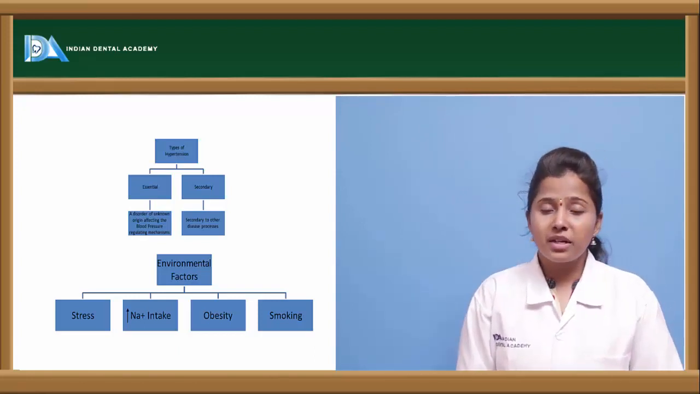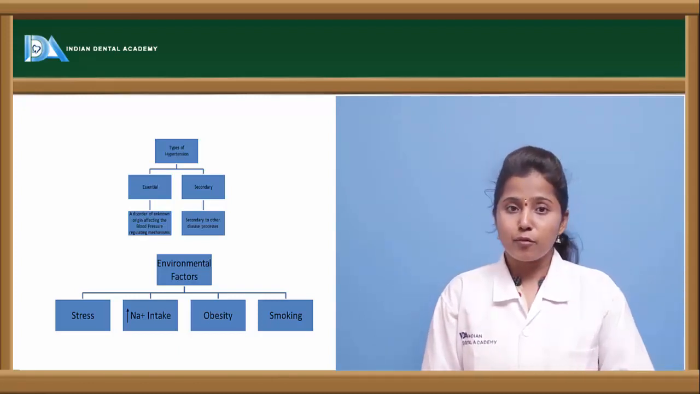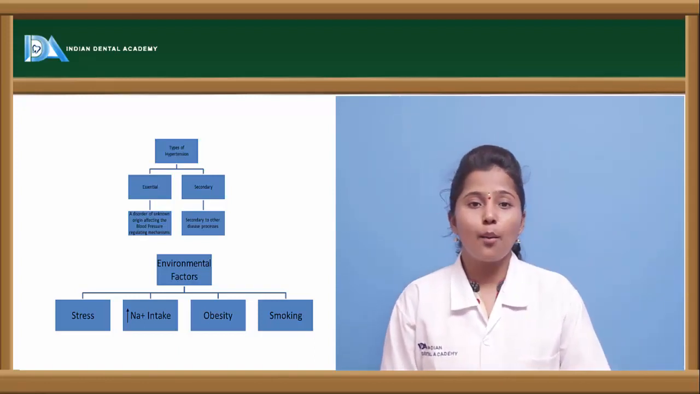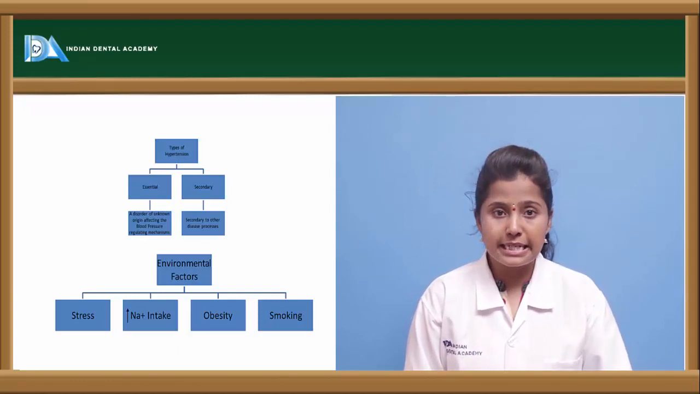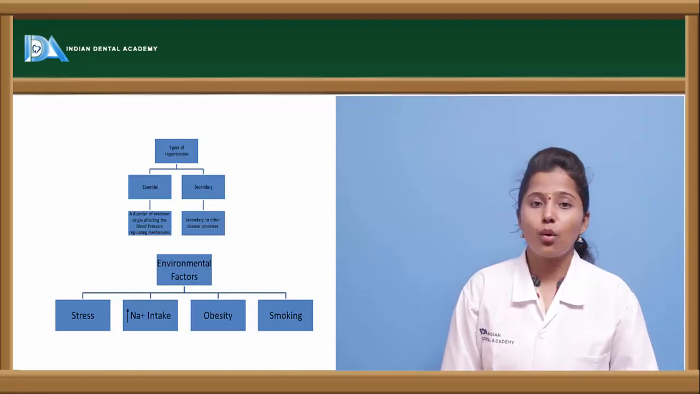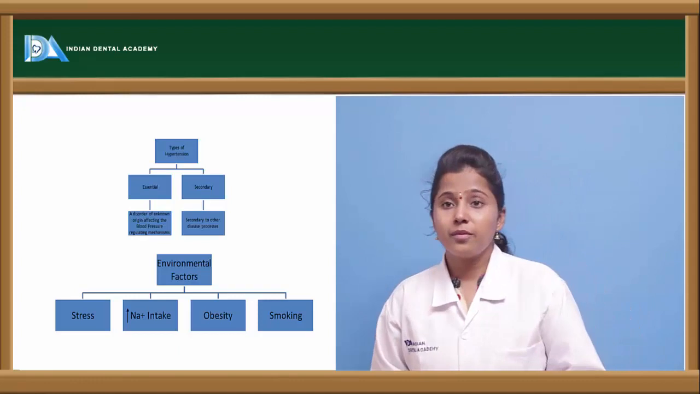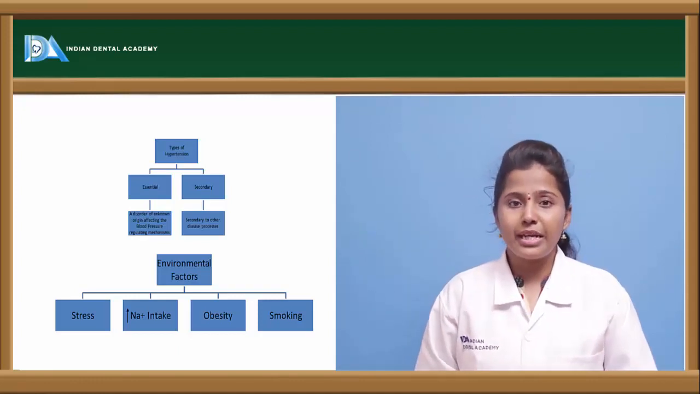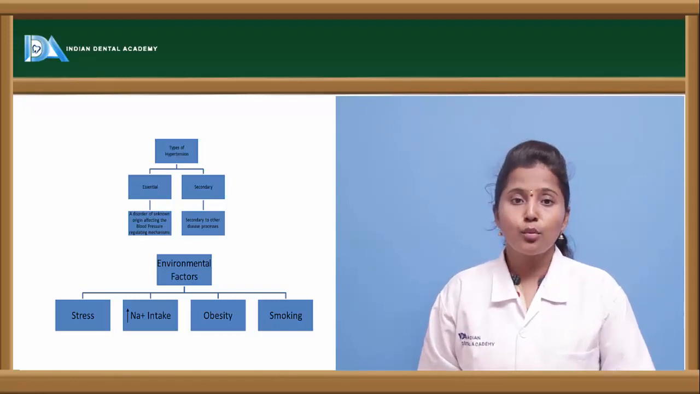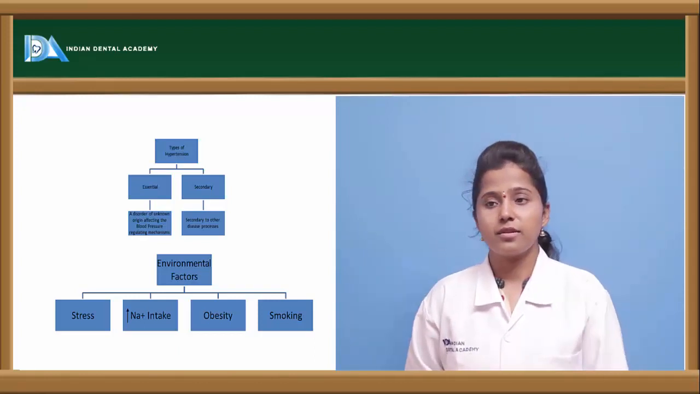And there are a few environmental factors which cause hypertension, like stress. If a person has more stress, then there will be an increase in the blood pressure. And sodium intake. If a person is taking a high level of sodium into the body, then definitely hypertension occurs. And the other one is obesity. We have to be very careful about our weight. If a person is overweight or obese, then definitely the person is prone to more cardiovascular disorders. And smoking. Lifestyle has to be changed.